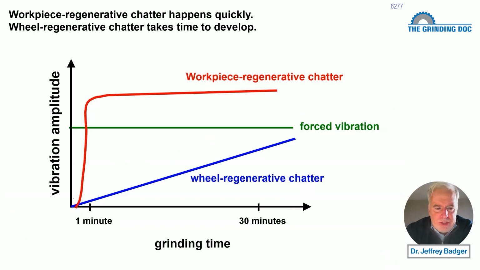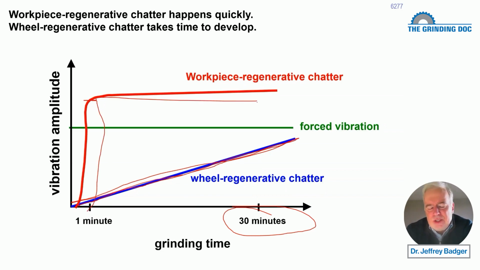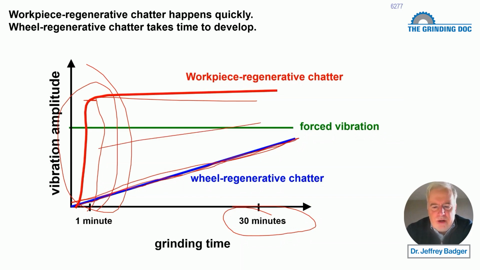And we talked about workpiece regenerative chatter. Wheel regenerative chatter takes longer to develop, and it gets worse over time. Might take 30 minutes to develop. Even longer for a CBN wheel, less for an aluminum oxide wheel because they wear quicker. Workpiece regenerative chatter typically occurs within a few seconds of contact, or as your wheel gets duller, maybe longer, but it happens pretty quickly. Wheel regenerative chatter takes longer.